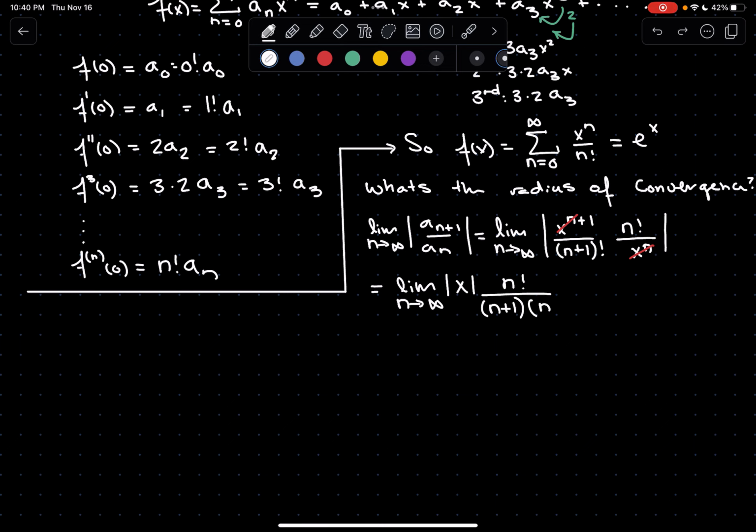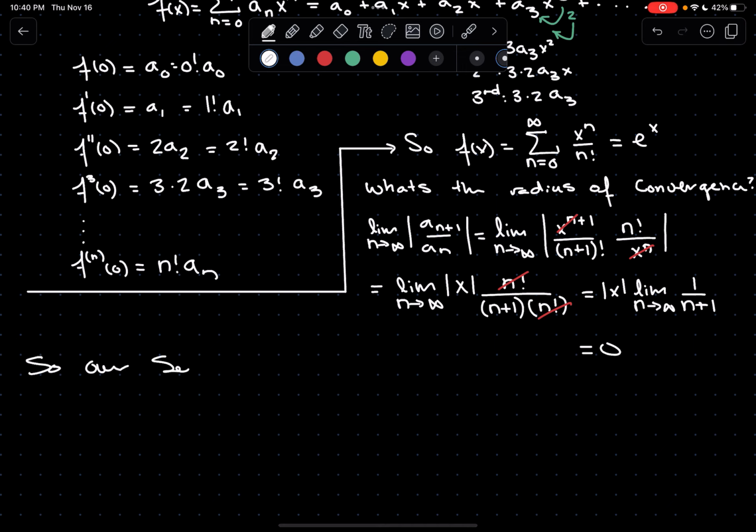Oh, not n plus 1, n factorial, right? And I get those canceling nicely. And so this is just equal to the absolute value of x times the limit as n goes to infinity of 1 over n plus 1, which equals 0, right? So our series converges to e to the x for all values of x, right?